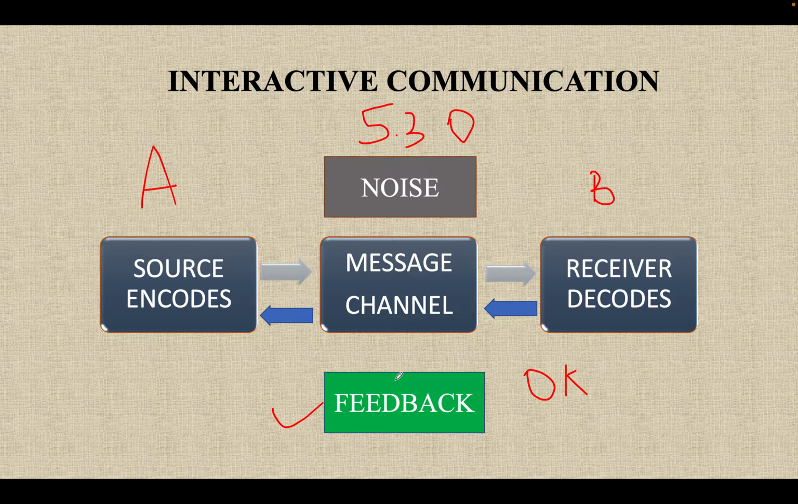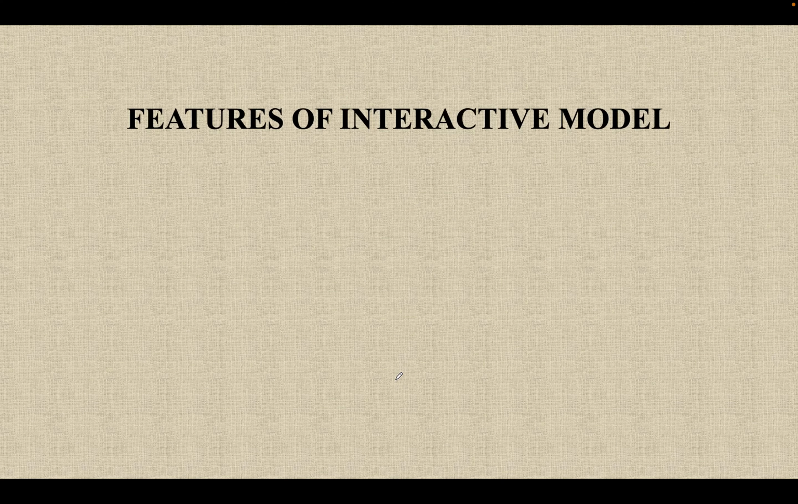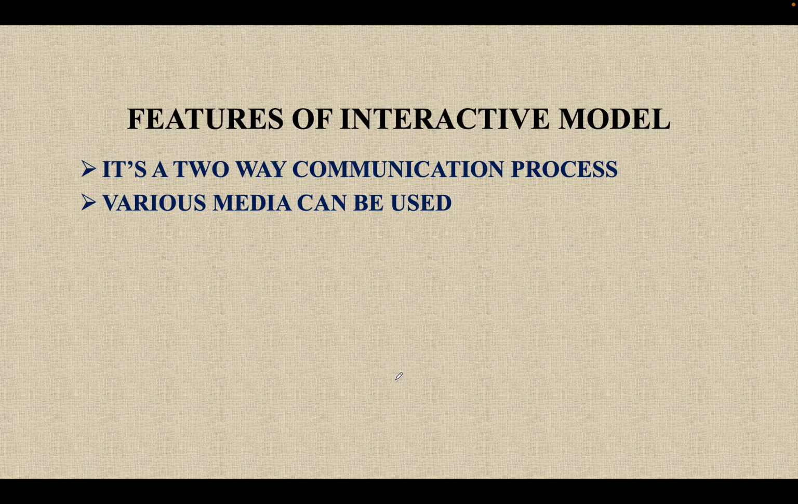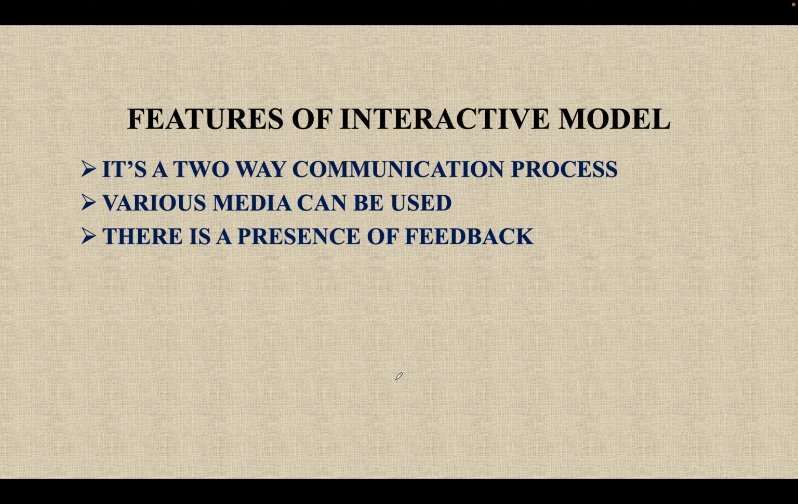Now we'll go through the features of the interactive model. First, it's a two-way communication process. That means the sender and receiver both are speaking to each other. Second, various media can be used. As I told you earlier, you can use any kind of media, be it WhatsApp, Insta, Facebook, message, whatever. And the third point is there is a presence of feedback. Feedback takes place in the interactive model.